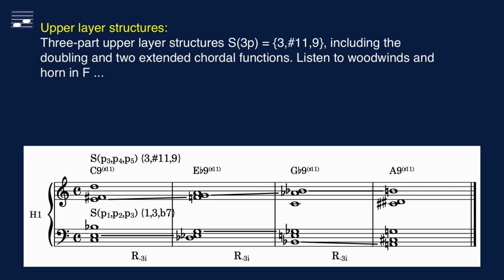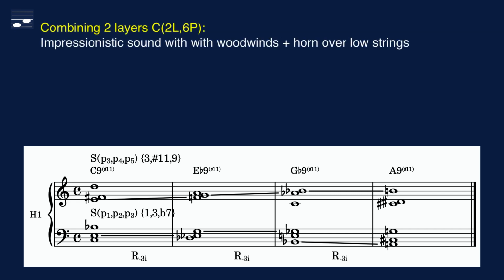Listen to these chord structures for woodwinds and horn. The 2-layer 6-part combination has impressionistic flavor, still using a single whole tone scale.